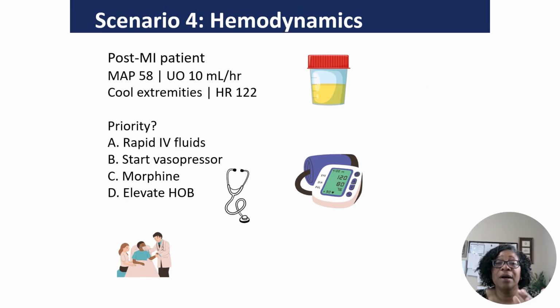All right. You have a post myocardial infarction patient, so a post MI patient in the ICU. Their MAP is 58. Urine output 10 milliliters an hour, cool extremities, heart rate 122. So, what is the priority? Do I increase fluids rapidly? Start vasopressor? Give morphine? Or elevate the head of the bed? So, think about it a second.